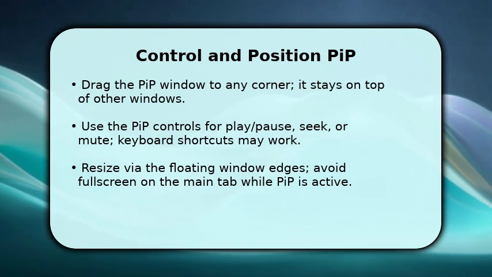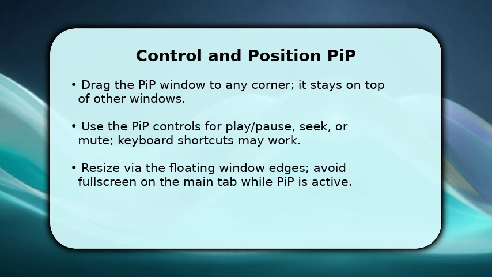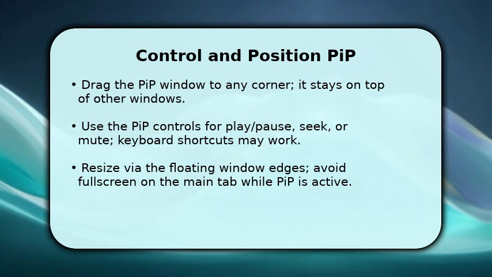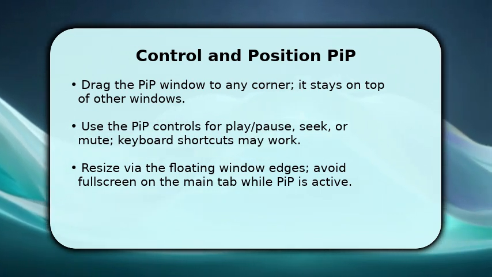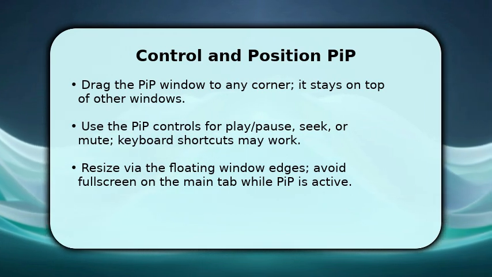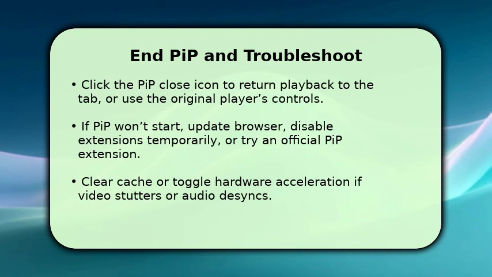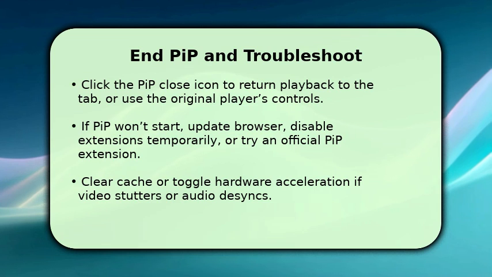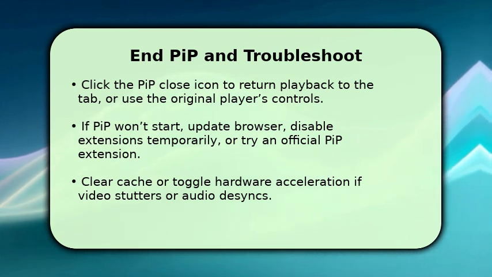If you need a different size, grab the window edge to resize. Just make sure you don't try to full screen the original tab while PiP is active, since that can disrupt playback. To finish, click the PiP close button and playback will return to the Crunchyroll tab, or simply use the original player's controls. This is how you restore the normal viewing state.